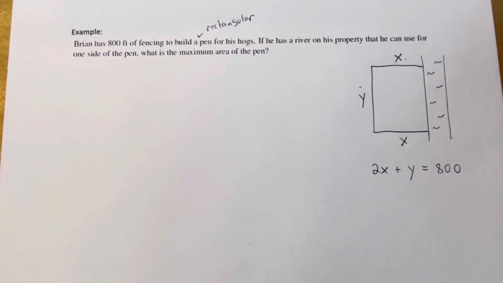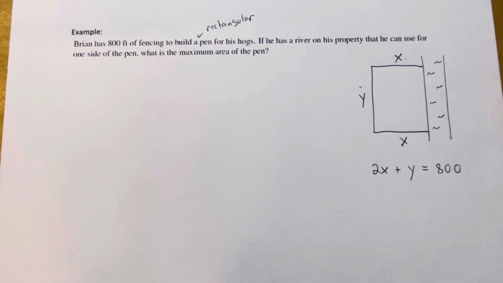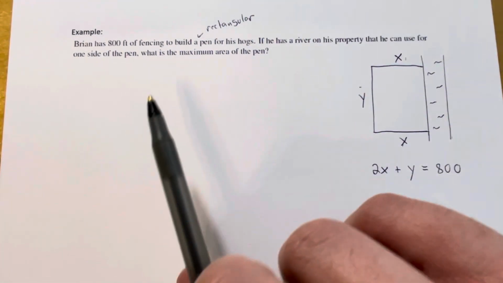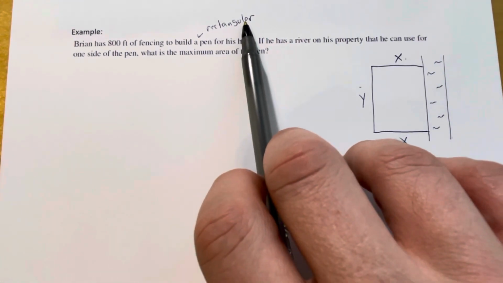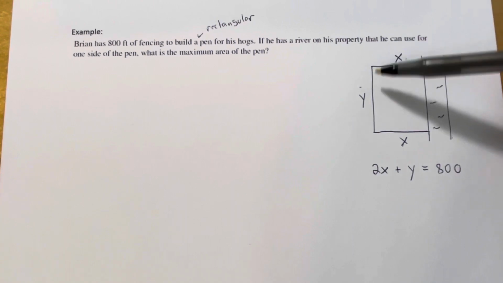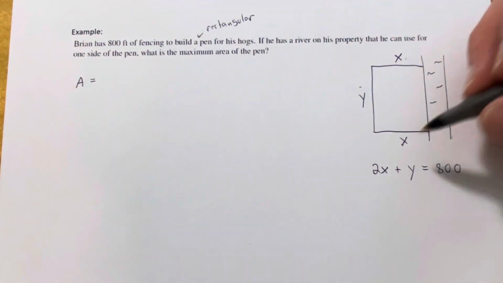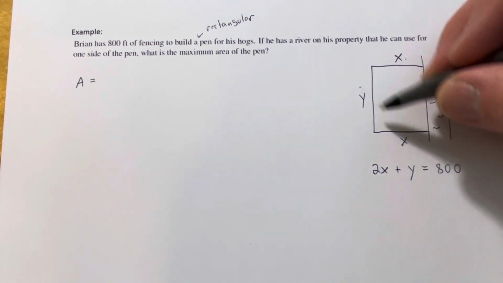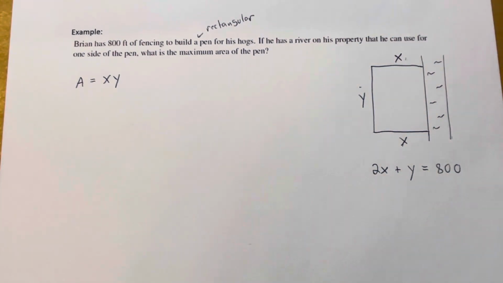Next, I'm going to manipulate this and change the way it looks in just a minute, but it's not obvious why I would want to do that yet, so let's leave that there for now. I want to set up an objective function. To find an objective function, we're looking for the thing that we are trying to maximize. It says here that we are trying to maximize the area of the pen. And this is where it's important that we know that it's rectangular, because a rectangle has a very simple area formula. I'm going to call it A for area. A is equal to length times width, or x times y. This is the thing that I'm trying to maximize.